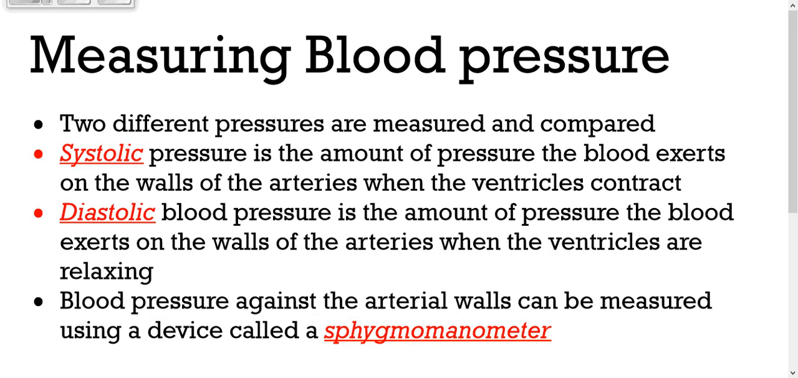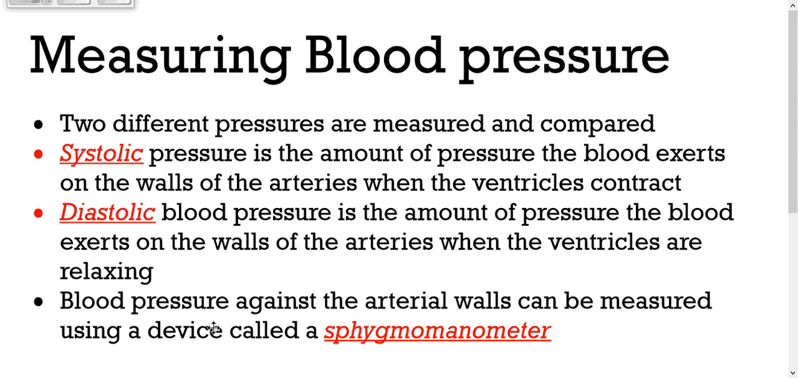We measure blood pressure using two different kinds of pressures, and they're measured and compared. The systolic pressure is the amount of pressure that the blood exerts on the walls of the arteries when the ventricles contract. The ventricles are the bigger chambers at the bottom of the heart. When they contract, that's when the blood pressure is the highest, as they are squeezing the blood out of the heart into the arteries. So that's the systolic. Remember, systole in Wednesday's lesson meant squeeze. Diastolic blood pressure is the amount of pressure the blood exerts on the walls when the ventricles are relaxing.